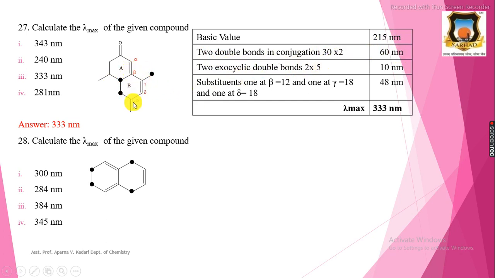Then there are two exocyclic double bonds. This double bond is exocyclic to this B ring, and this double bond is also exocyclic to the B ring. Therefore, two exocyclic double bonds, 2 multiplied by 5, add 10 nanometer to the basic value. Then substituents: alpha, beta, gamma, delta and omega. Substituent at beta, add 12 nanometer, then gamma 18 nanometer, and one at delta 18 nanometer. Therefore, the total becomes 48, and the maximum absorption is 333.